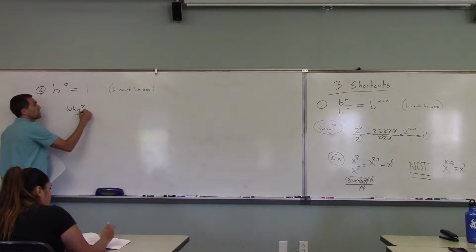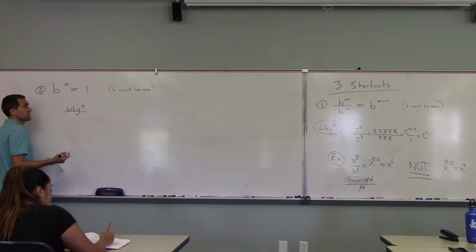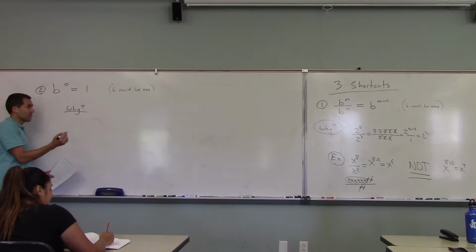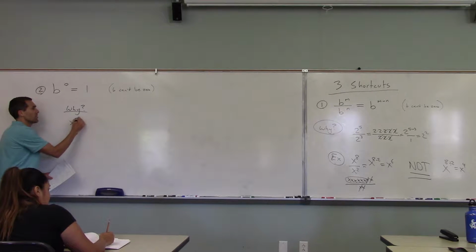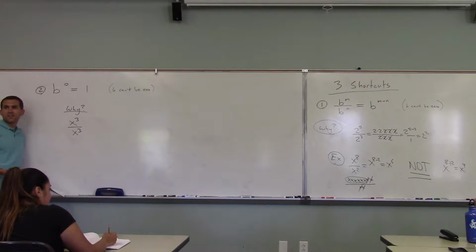I love people asking why, so let's pretend somebody did ask why. Why, Mr. B? Oh, wow, great. Okay, so what if I have x to the 3 over x to the 3? What's that obviously equal to?